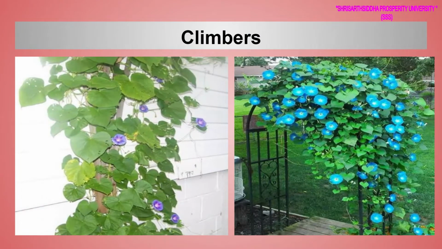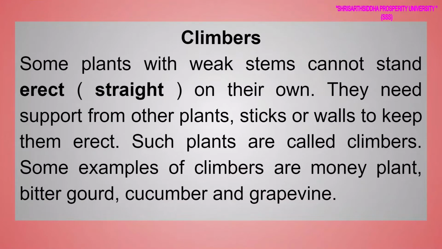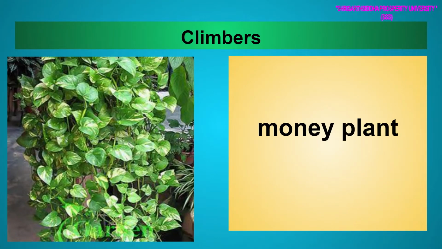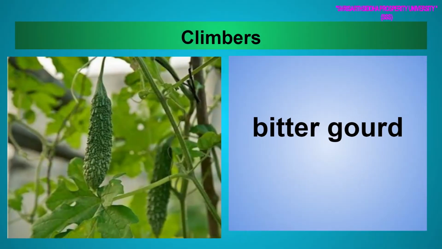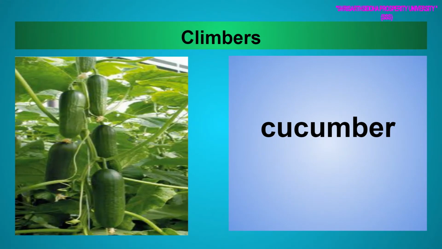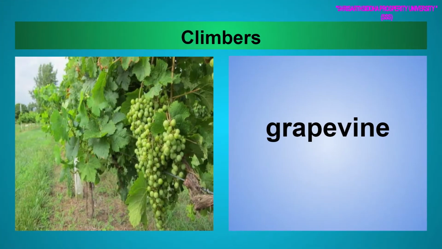Let's learn climbers. Some plants with weak stems cannot stand erect, straight, on their own. They need support from other plants, sticks, or walls to keep them erect. Such plants are called climbers. Some examples of climbers are money plant, bitter gourd, cucumber, and grapevine.